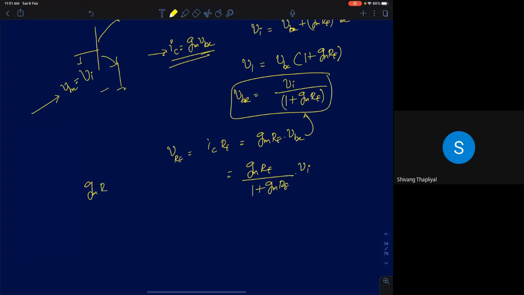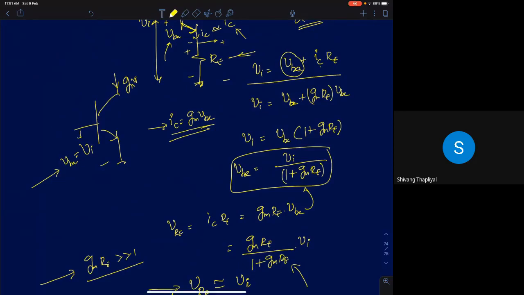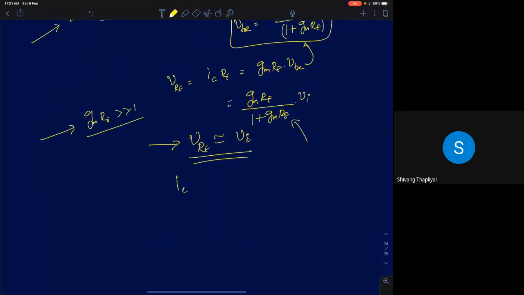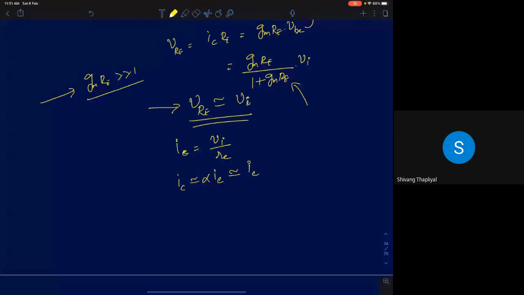Now if I assume GM RE is much greater than 1, what do you think will be the voltage across the resistor RE? It will be VI itself. This factor will become 1, it will be VI itself. So once you know VI, what is the current flowing through the resistor RE? The emitter current in the circuit is VI by RE. The collector current also becomes VI upon capital RE. That's it.